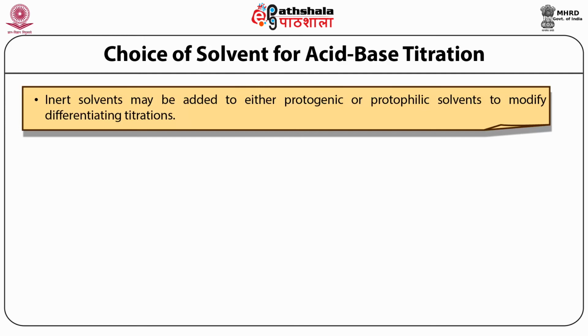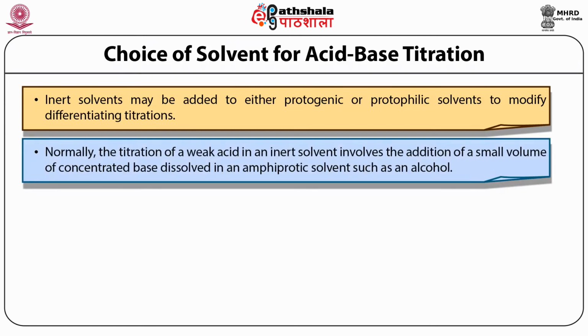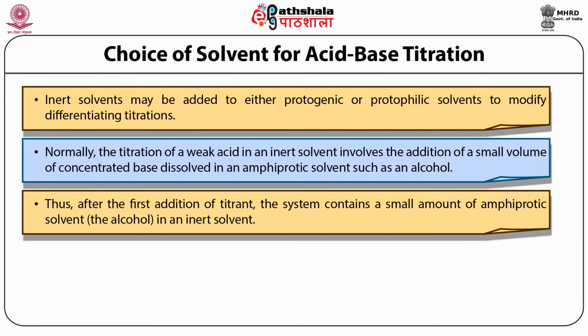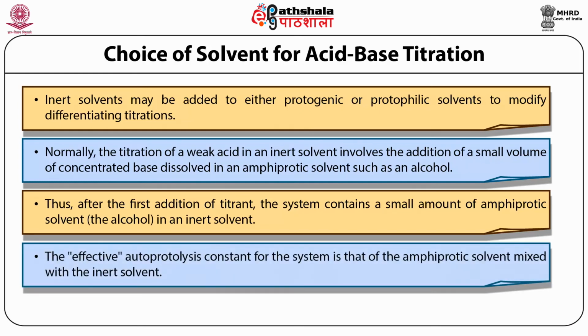then pyridine. Normally, the titration of a weak acid in an inert solvent involves the addition of a small volume of concentrated base dissolved in an amphiprotic solvent such as an alcohol. Thus, after the first addition of titrant, the system contains a small amount of amphiprotic solvent in an inert solvent. The effective autoprotolysis constant for the system is that of the amphiprotic solvent mixed with the inert solvent.